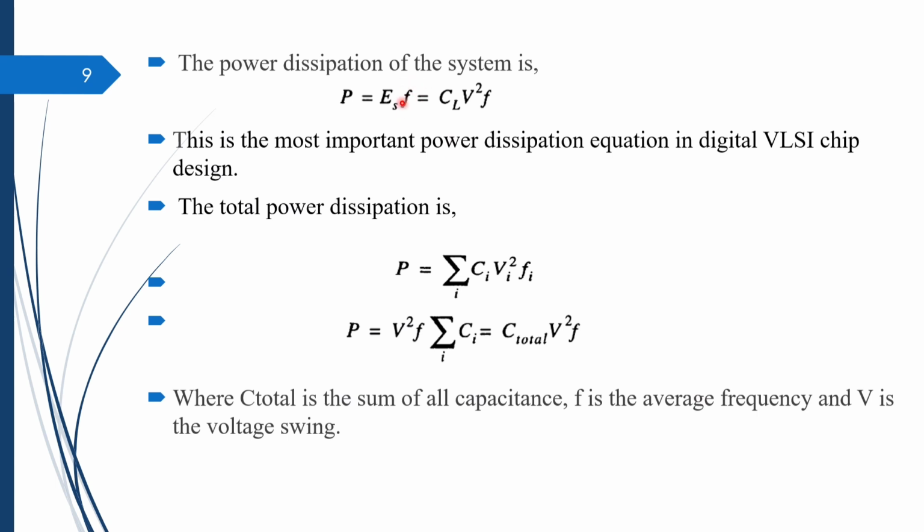E_S into f, where f is the frequency of operation. Every VLSI chip, whether digital or analog, has a design related to power dissipation, where the total power dissipation is given by C_total V squared f, where the summation is related with the accumulation of the charge at the capacitance, and that is C_total. With this, we come to a conclusion of what the total power dissipation of an inverter circuit would be, and all these equations are related with capacitance, voltage and frequency.